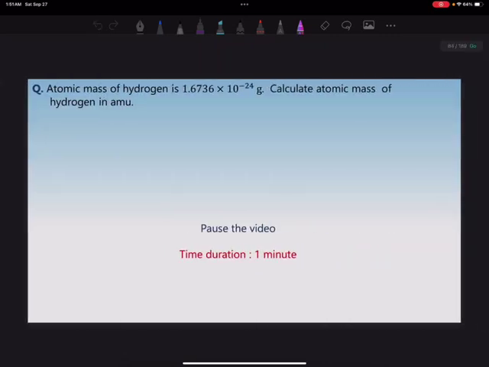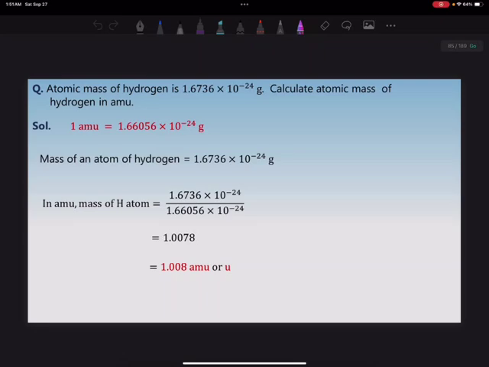Let's solve this question. Here it says the atomic mass of hydrogen is 1.6736. Calculate the atomic mass of hydrogen in AMU. So what do we have to do? We have to divide it by 1.66056. Here it is given as 1.6736, so it comes to 1.008.